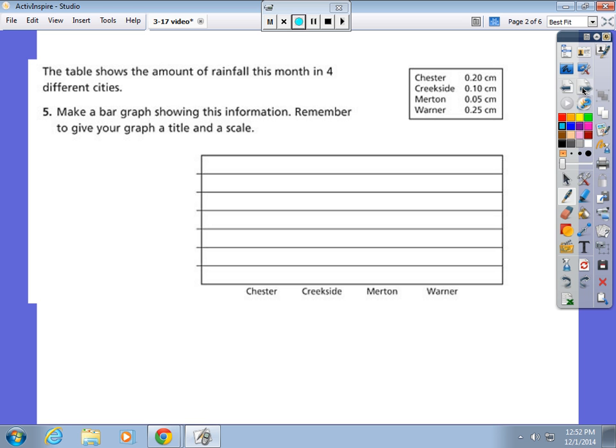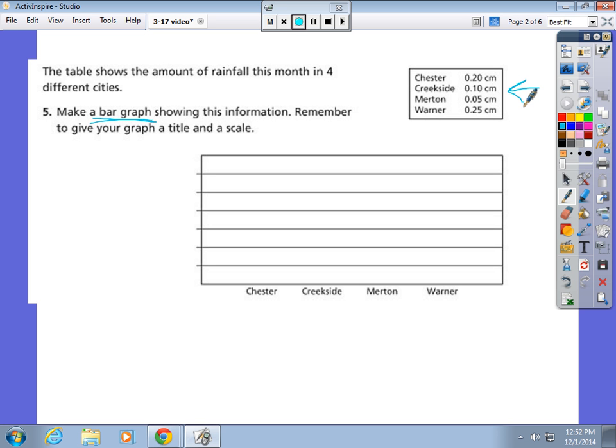Very good. The bottom, this table now is where you need to create something. And we're going to ask to make a bar graph showing this information. Remember to give your graph a title and a scale. Okay. So first off, an appropriate title. It looks like the table shows the amount of rainfall this month from 4 different cities. We have Chester, Creekside, Merton, and Warner. Our data is all right here for us.